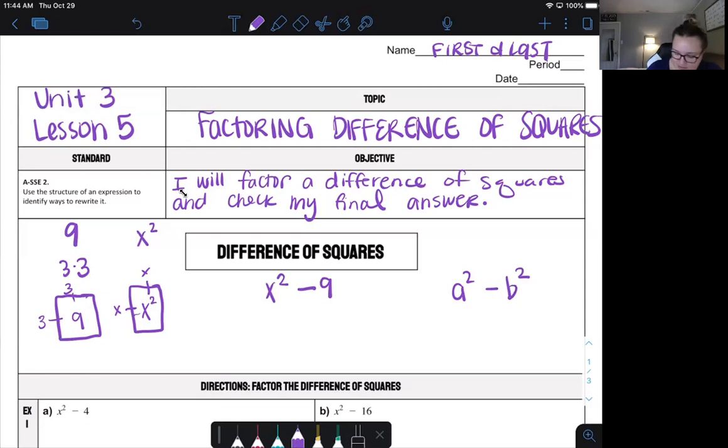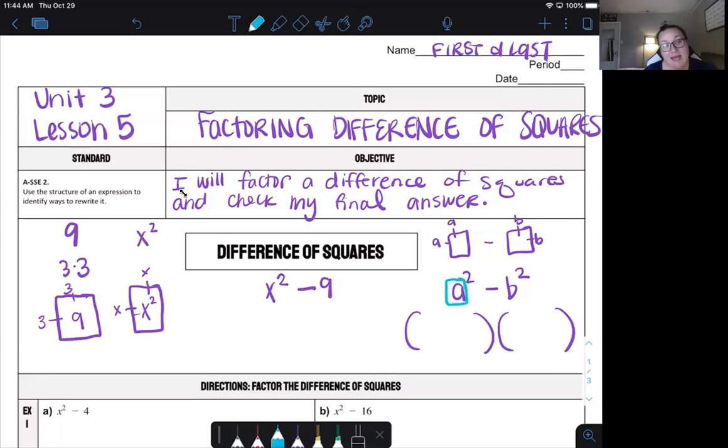A squared would create a square with dimensions a by a. B squared would create a square with dimensions b by b. And we're subtracting those two squares from each other, the areas of those two squares essentially. So the way we factor a difference of squares is we think about what is being squared in the first term. What is being squared in the first term would be a. A is being squared here.